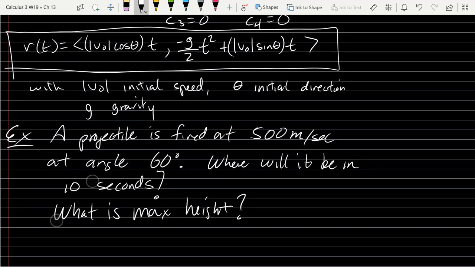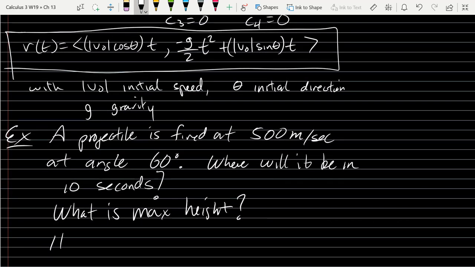And the last part. How far away does it land? So we have our ideal projectile motion function at the top. Let's talk about where it will be in 10 seconds. How do we answer the first part? Plug 10 into r of t. Plug 10 in for t, figure out r of 10. That should be pretty straightforward.